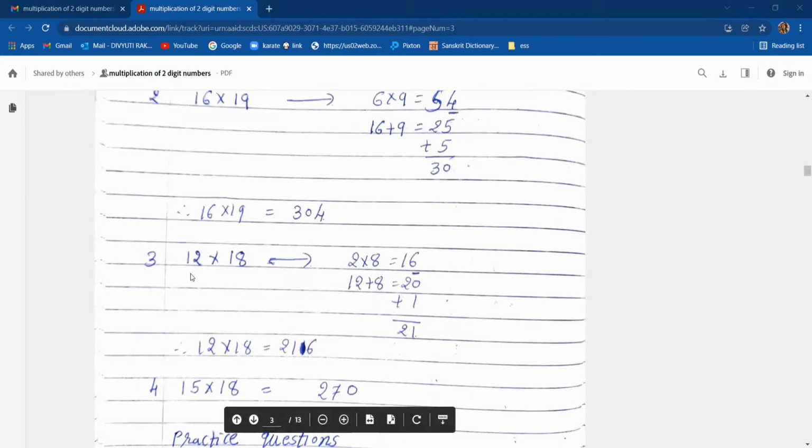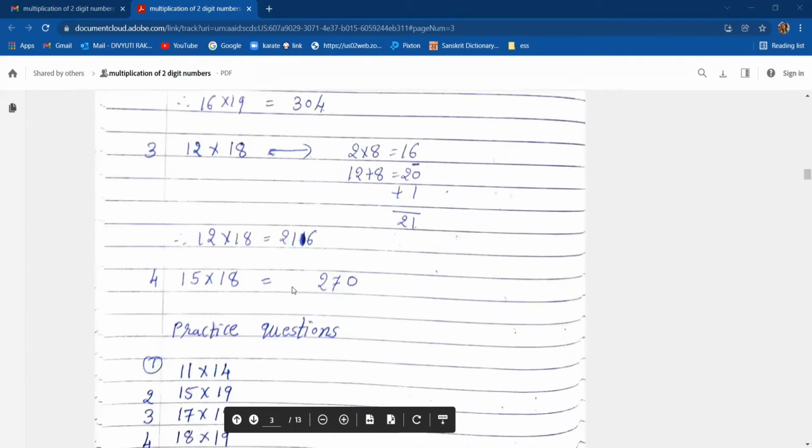Let's do one more question. 12 into 18. So 8 into 2 will give you 16, and 12 plus 8 will give you 20. But in 20, 1 is the carry from 16 that we will add, and the answer is 21. So 21 we will write as it is, and then 6 we will put at the unit place. That underlined digit you have to put at the unit place. So the answer is 216. Sorry, it was a little bit of correction, so don't consider this correction mark.